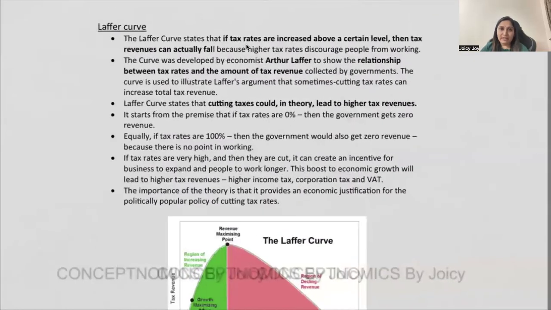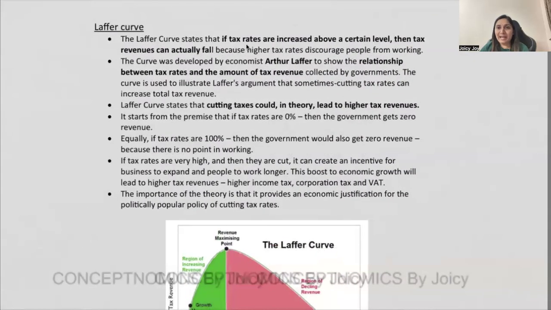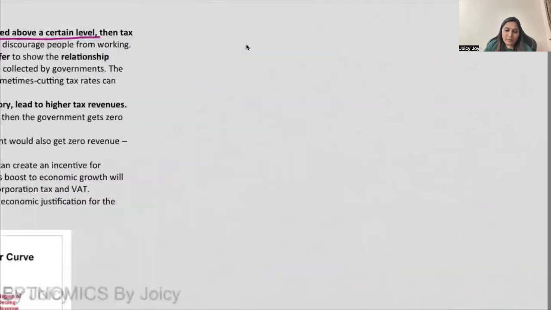Next, we have the Laffer curve. All these curves will have practical applications in the upcoming modules, and that's why take it very seriously. Okay, the Laffer curve. It states that if tax rates are increased above a certain level, then tax revenues can actually fall. Okay, let's talk about tax rates.